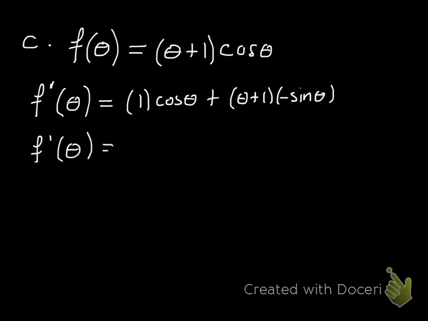And then we can go ahead and clean that up. So cosine theta and distribute minus sine theta, minus theta sine theta, minus sine theta. And that's it. So pretty straightforward. D, f of x equals tan x.